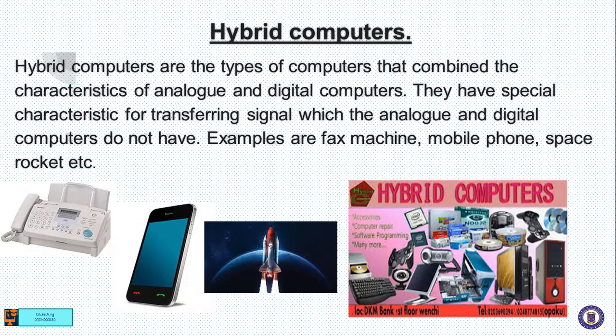Examples of hybrid computer, we have the fax machine. Now, by my left here, you can see the diagram of the fax machine. You have mobile phone. You can see the diagram of a mobile phone. We have space rocket. You can also see the diagram of a space rocket. Now, by my right here, you have the collection of hybrid computers. Now, remember I said this computer can be used to perform the function of both analog computer and digital computer. Is that clear?